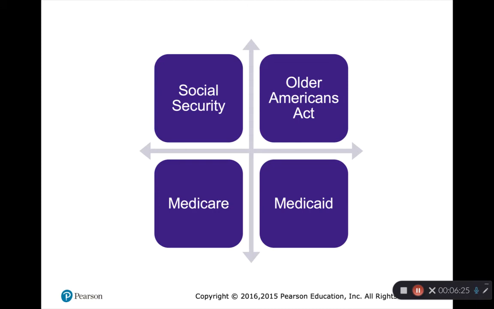Now we'll talk through the 4 major programs aimed at older adults: Social Security, Medicare, Medicaid, and the Older Americans Act.